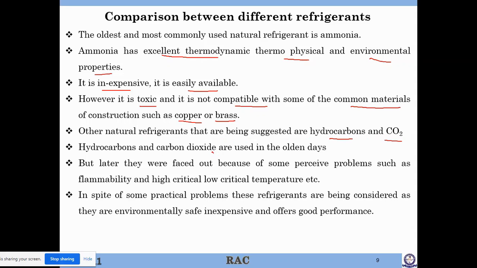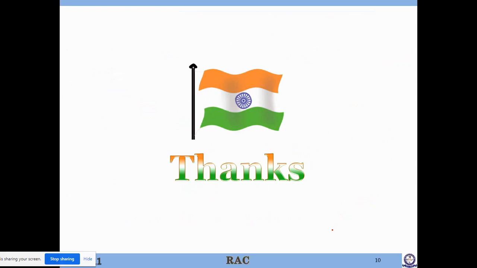Hydrocarbons and CO2 were used in olden days, but later they were phased out because of some perceived problems such as flammability, low critical temperatures, etc. In spite of some practical problems, these refrigerants are being considered as they are environmentally safe, inexpensive, and offer good performance. Thank you. This is all about refrigerant nomenclature.